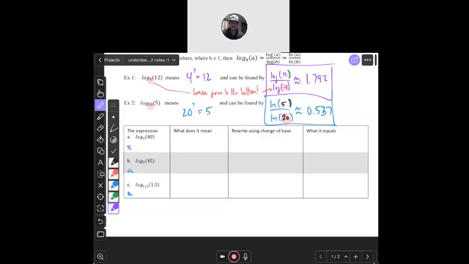Okay. Uno momento. Make sure when you type in your answer, put it in public chat, please. That's how we say it. What does it mean? Should give me a statement like that. 4 to the what is 40? Okay. And how can we rewrite that as a change of base, a ratio of logs?